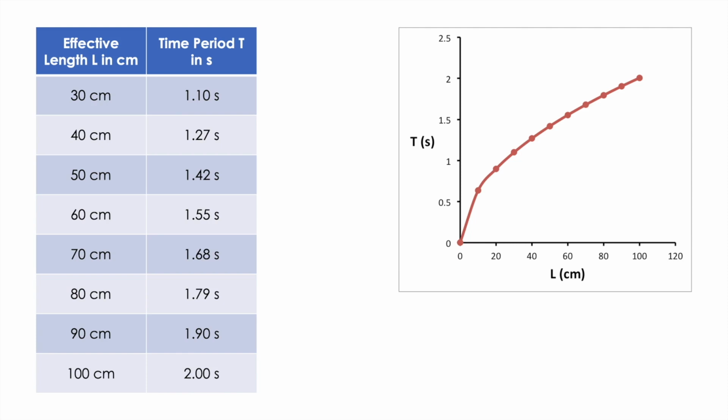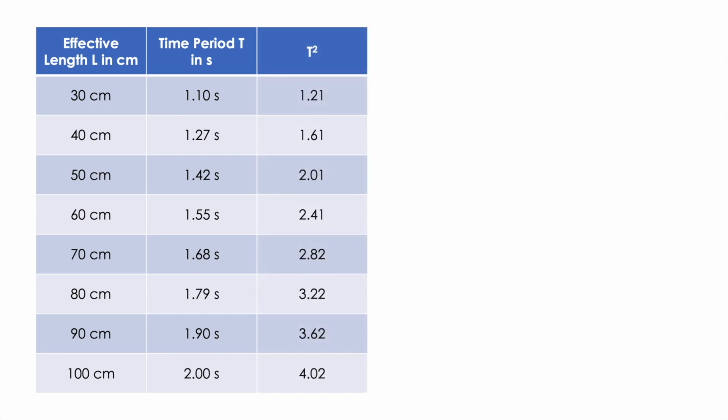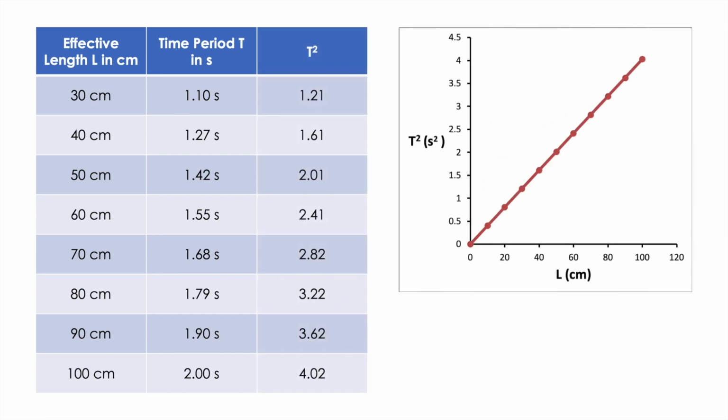So what we are going to do is that we will consider the square of the time period. And the graph of T square against L is a straight line that slopes towards the origin. Now this means that T square is directly proportional to L. In other words, it also means that T is proportional to the square root of L. So that is the relationship between the time period of a pendulum and its effective length.